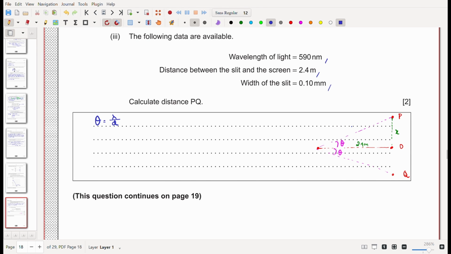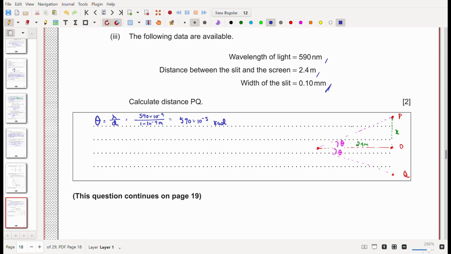And since we're given the d right here, which is 0.1 millimeters, we can try to solve for this. Lambda is 590 into 10 power minus 9 meters, and d is 1 into 10 power minus 4 meters. And this gives us a theta angle of 590 into 10 power minus 5. Not degrees, radians. This is very important because here we're using something known as the small angle approximation, which only applies to small angles lesser than about 1.5 degrees.